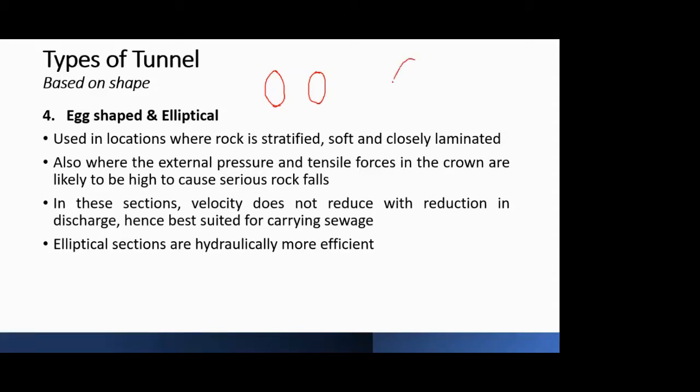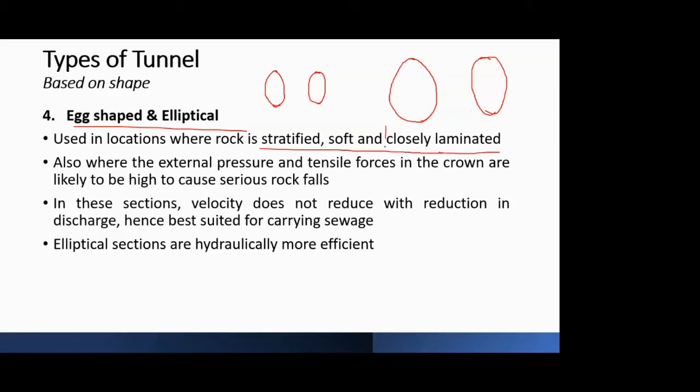If I just enlarge it, egg shape looks something like this, whereas the elliptical looks something like this. Okay, so there is a bit of difference, but the application is almost same. That's why I've clubbed these two, egg shaped and elliptical shape. So they are used in locations where you have a stratified rock or a soft rock or closely laminated.